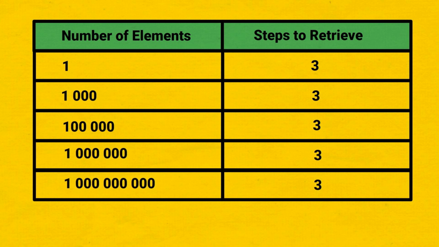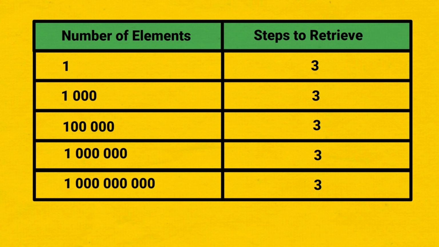So it doesn't matter how many elements we have in the array. If we have one element in the array, it's going to take us 3 steps to retrieve the element, right? These 3 steps here. Any element in the array. If we have 1,000 elements in the array and we have an index of an element, 3 steps. If we have 100,000 elements in the array and we want to retrieve an element, 3 steps. 1,000,000 elements, 3 steps. 1,000,000,000 elements, 3 steps.